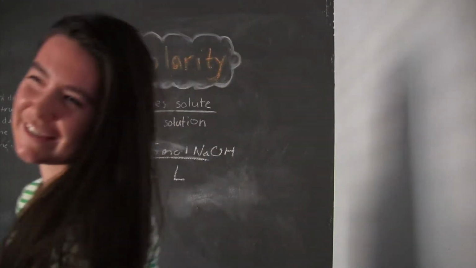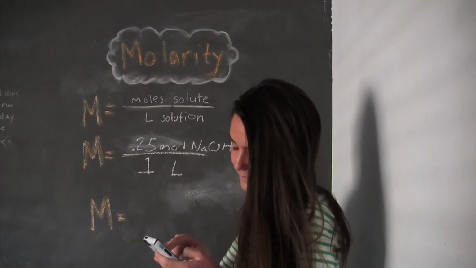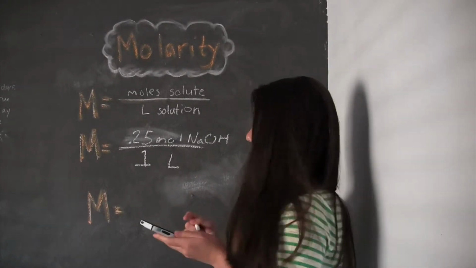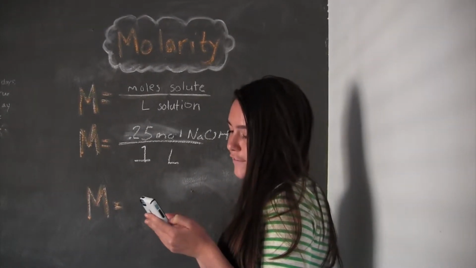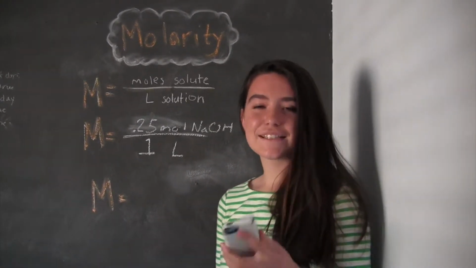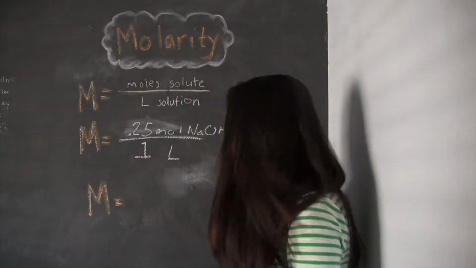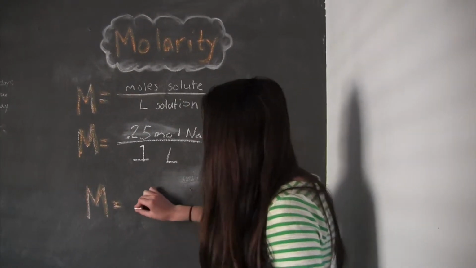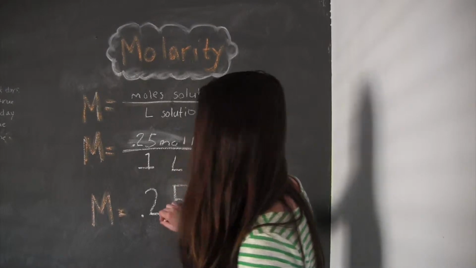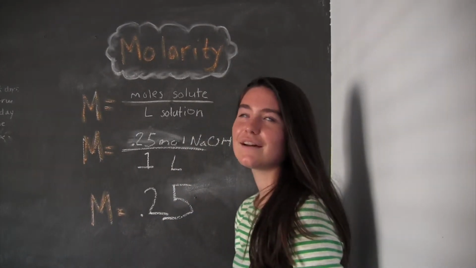Shanae, please. Thank you. Alright. You're going to pull up your calculator app and type in 0.25 divided by 1. What a coincidence. It's 0.25. Alright. So my molarity equals 0.25. Did I do it right? Yes. Thank you, Miss Hansen, for that wonderful example of molarity.